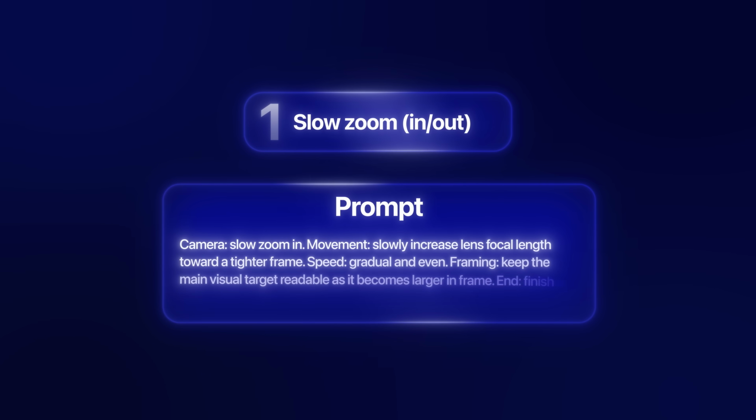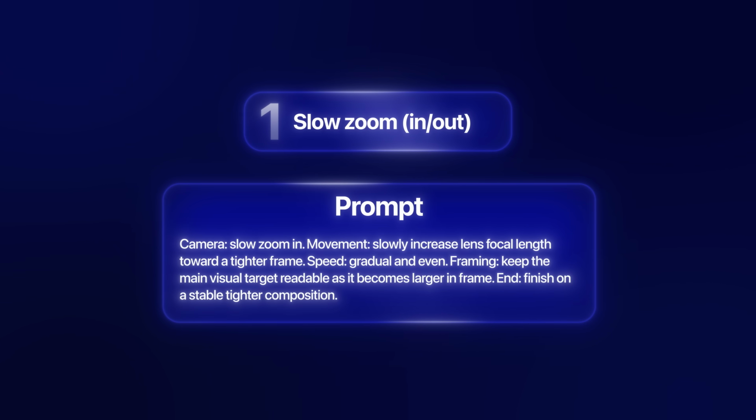We're gonna start with a slow zoom in or a slow zoom out. When it comes to the slow zoom, it can build tension depending on how slow it is. It can make us focus on what the character is saying since we are slowly creeping towards them.